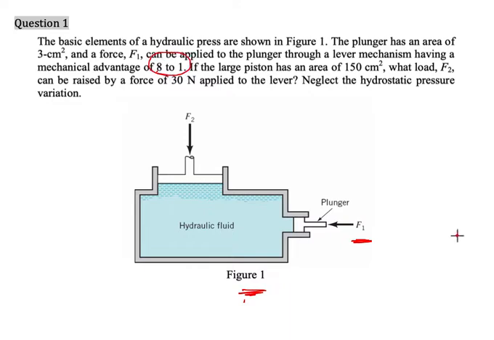If the large piston has an area of 150 cm², what load F2 here can be raised by a force of 30 Newton applied to the lever? Neglect the hydrostatic pressure. So in this question, we will solve this problem by using the idea of the hydraulic jack mechanism.